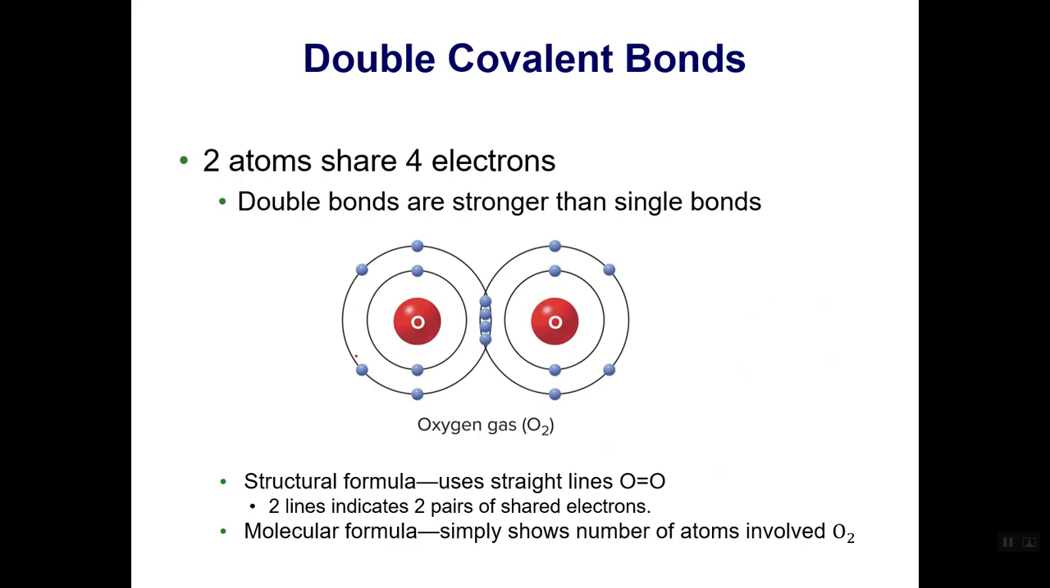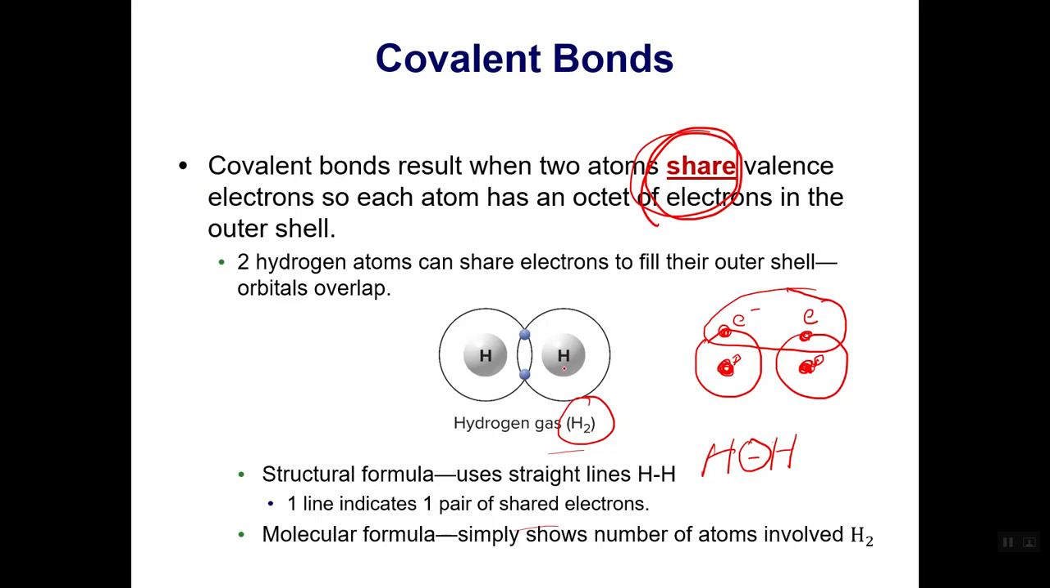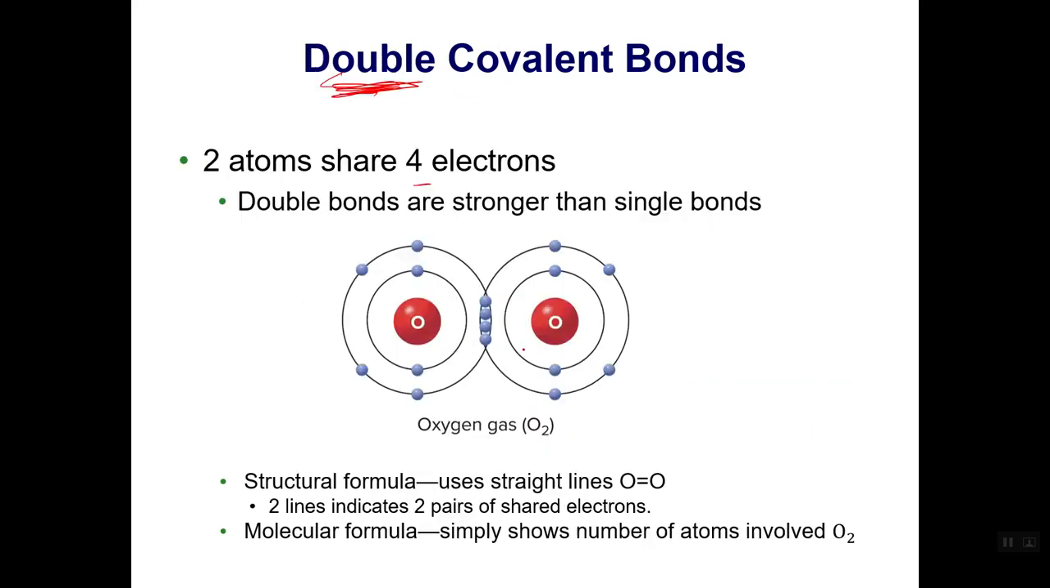Okay, however, sometimes we have something called double covalent bonds. So what we just saw was single covalent bonds. Sometimes things can have double bonds. This is where 2 atoms share 4 electrons instead of 2. All right, so backing up, we had 2 atoms sharing a single pair of electrons. Now we're going to have 2 atoms that share 2 pairs, or a total of 4 electrons. So you see there's 4 shared here in oxygen.